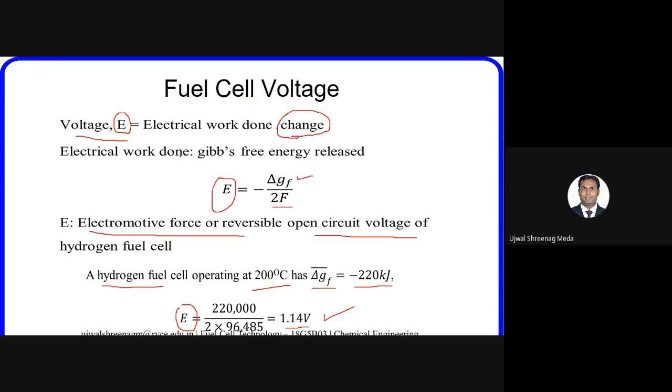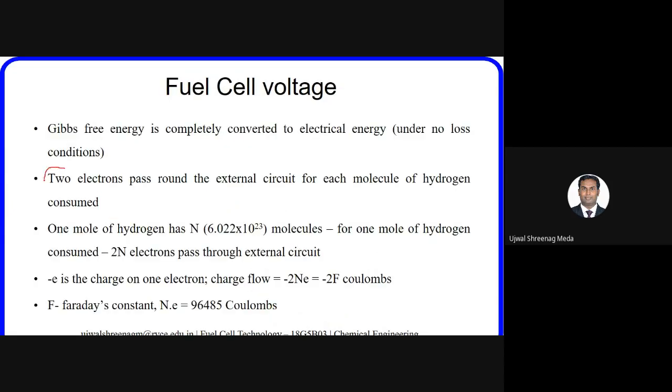And this is an example of how you calculate the voltage generated in a fuel cell depending upon the type of fuel and the operating temperature. So if you want to generalize this reaction, if you remember, what is this 2? This 2 is the number of electrons that are generated when 1 molecule of hydrogen is consumed. So that means if some other fuel is used, this number may vary. It could be a different number than 2.